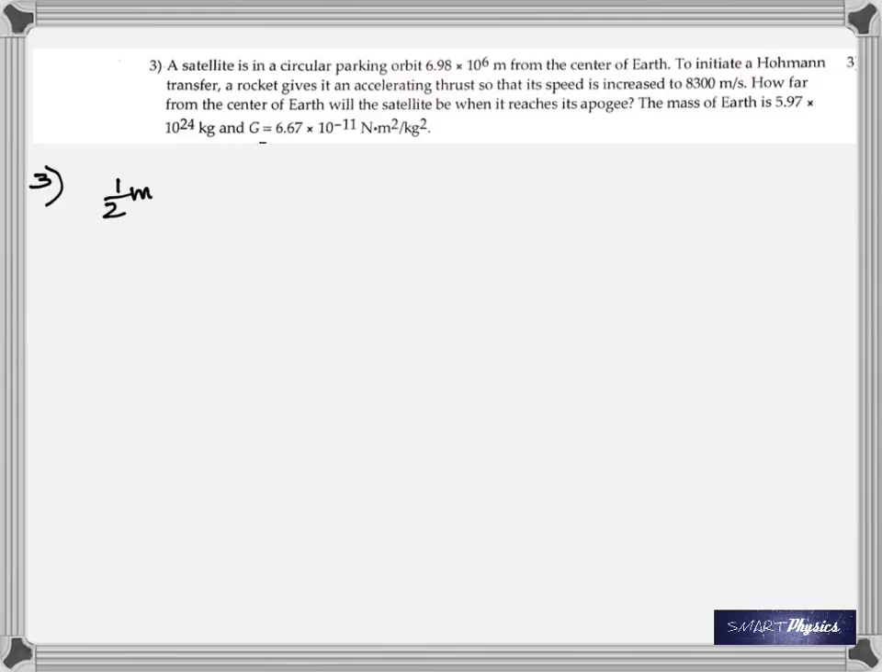So we want to shift it a little bit, and so you're firing a rocket, and the speed has increased to 8,300 meter per second now. And the question is, how far from the center of the Earth will the satellite be when it reaches its apogee? Means if it's an elliptical orbit, it's at different distances from the Earth. Apogee is the maximum distance from the Earth. For an ellipse, the distance keeps changing. We've talked about that.